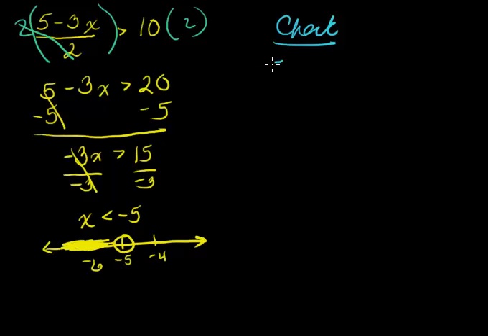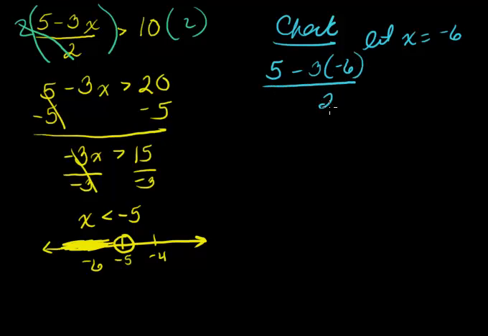So here we get 5. So let's say here for purposes of this, we're going to say let x equal negative 6. Okay, because it's one of the closest integers, not whole numbers because it's a negative, to negative 5. So 5 minus 3 times negative 6 over 2, and we're asking, is this greater than 10? Well, we get 5 minus negative 18 over 2. This is greater than 10.